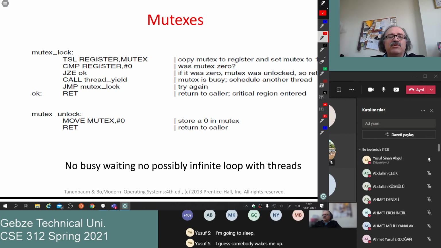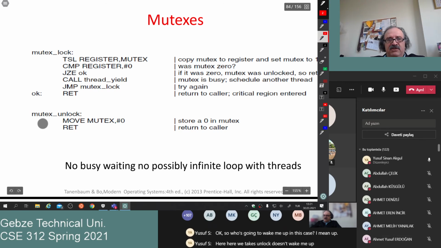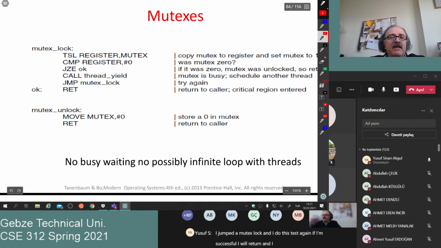So who's going to wake me up in this case? Up here, mutex unlock doesn't wake me up. It just makes mutex 0. So one way or the other, the scheduler is going to let me run again because I am ready to run. The scheduler lets me run again, I jump to mutex lock and I do this test again. If I am successful, I will return and continue. If I am not successful, again, I am going to yield the CPU.